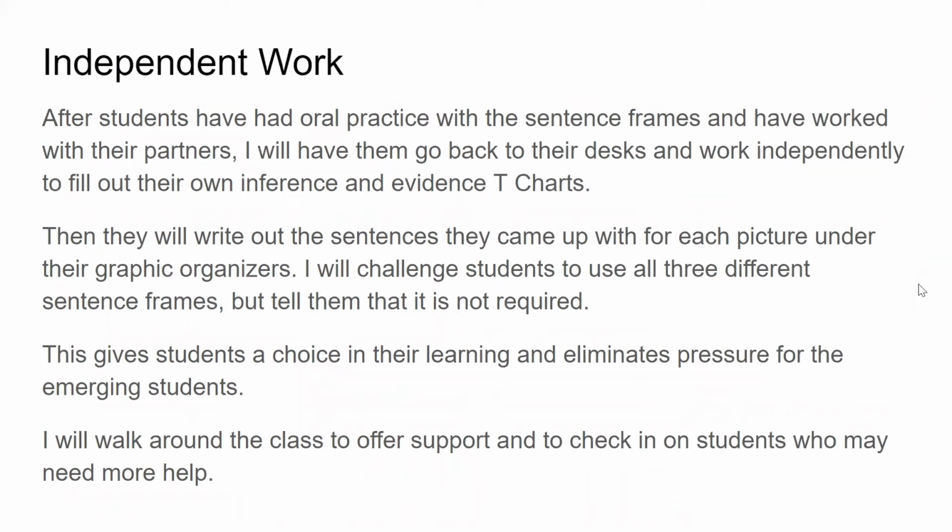In students' independent work, after they've had oral practice with the sentence frames and have worked with their partners, I will have them go back to their desks and work independently to fill out their own inference and evidence T-charts. Then they will write out the sentences they came up with for each picture under their graphic organizers. I will challenge students to use all 3 different sentence frames, but tell them that it is not required. This gives students a choice in their learning and also eliminates pressure for the emerging students. I will walk around the class to offer support and to check in on students who may need more help.